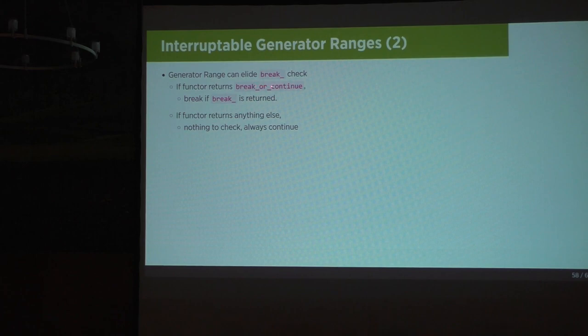The generator range can actually elide that break check. Only when the functor returns break or continue do we have to check. But that we can do at compile time. We can decide, are you going to ever break? And if it returns void, we know, no, it's never going to break. So that's fine. We don't have to check.